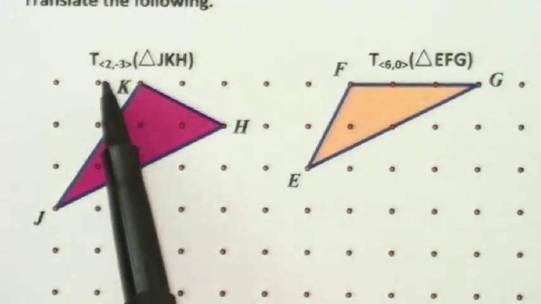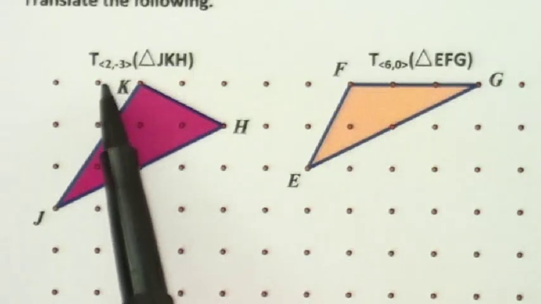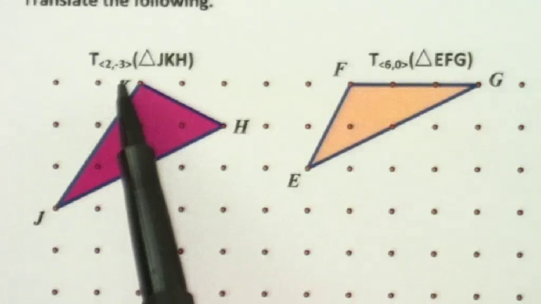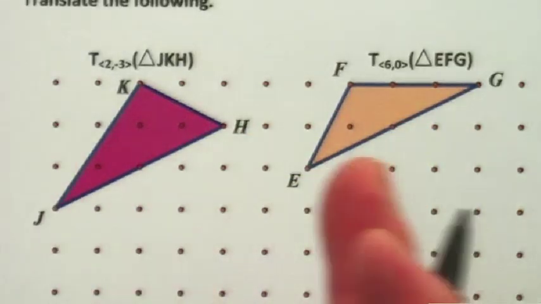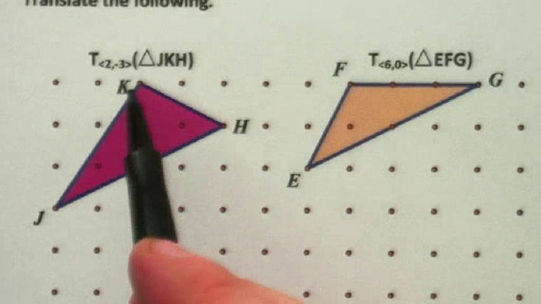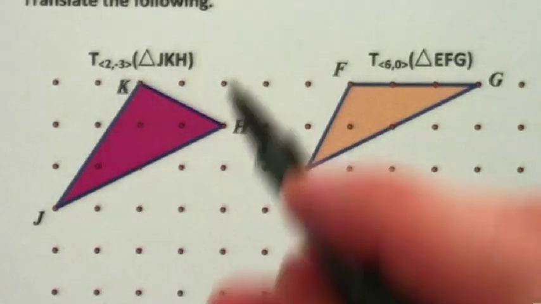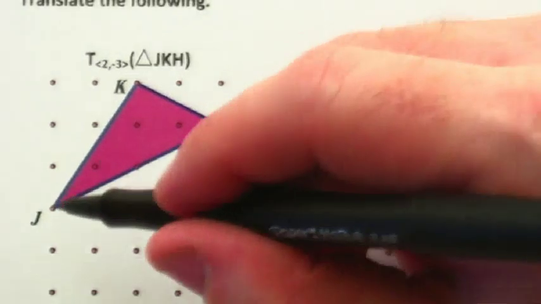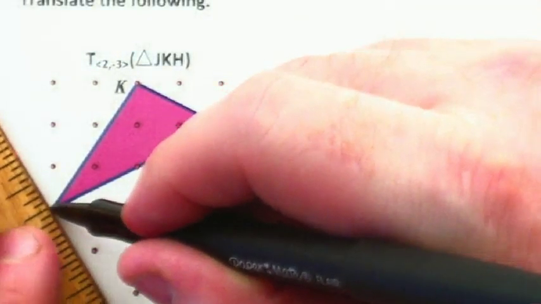This is called vector notation because our translation is defined in this little vector here. And it says 2 and negative 3. Now the 2 represents the x motion, so 2 to the right, and negative 3 means 3 down, so x comma y. So basically each point is going to move 2 to the right and 3 down. So everybody's going to move in this vector direction.